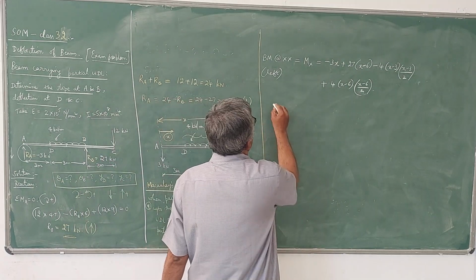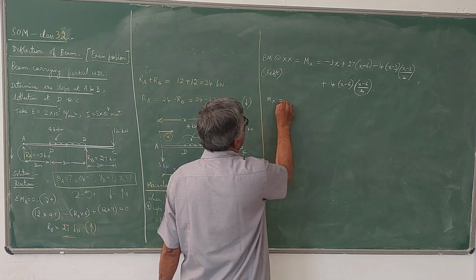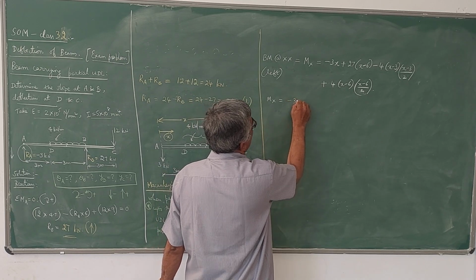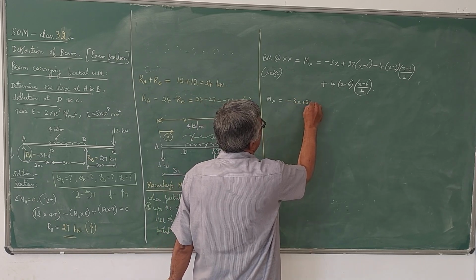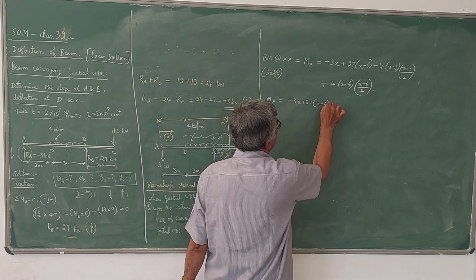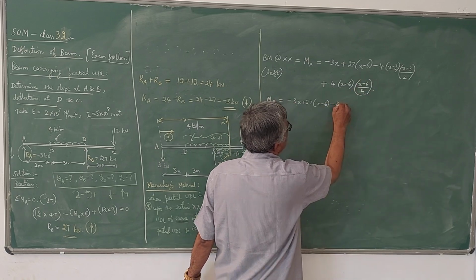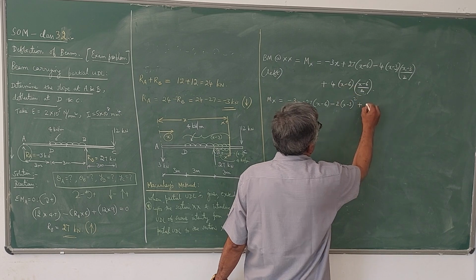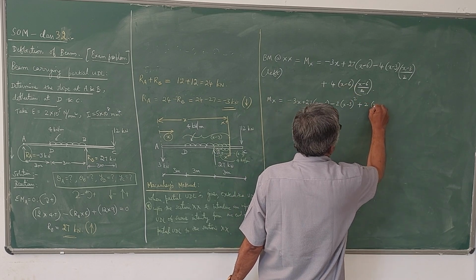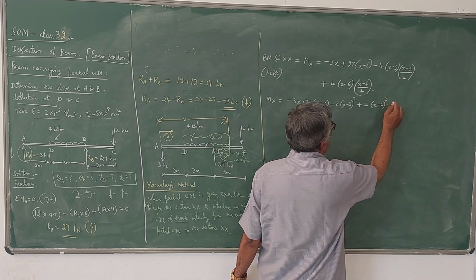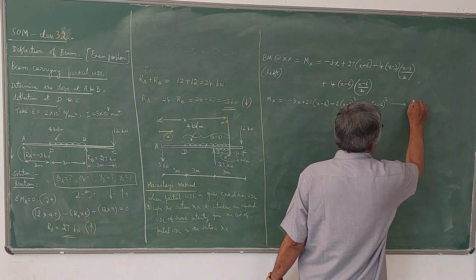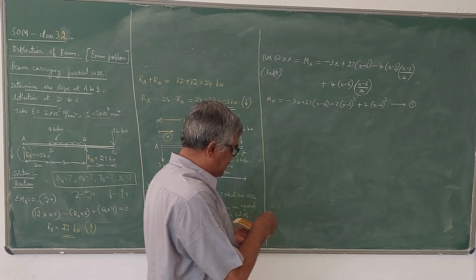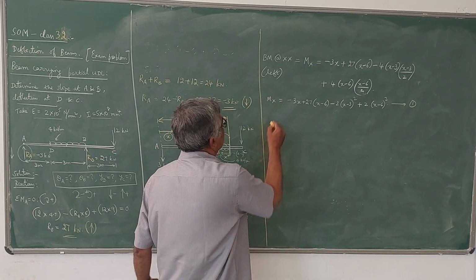Once you get this, I will just simplify it. Mx is equal to minus 3x plus 27 into x minus 6 minus 4 divided by 2 is 2 into x minus 3 whole square plus 4 divided by 2 is 2 into x minus 6 whole square. So I will call this equation 1. So this is the moment equation.